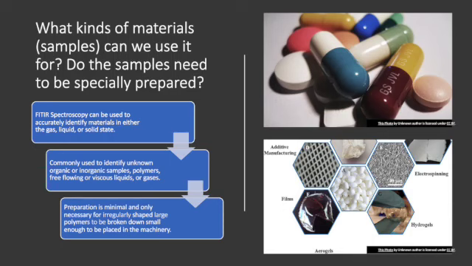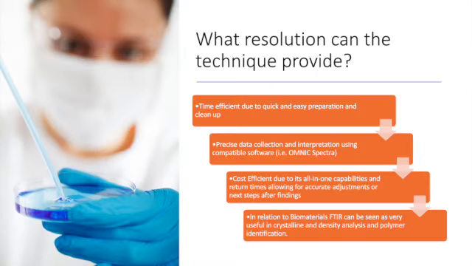FTIR spectroscopy is not only convenient but also accurate when identifying unknown materials in either gas, liquid, or solid states. Materials can range from both organic or inorganic compounds, powders, polymers, liquids, and gases. Another convenience is that analysis of samples can be done in their natural states. This means minimal sample preparation is also needed.